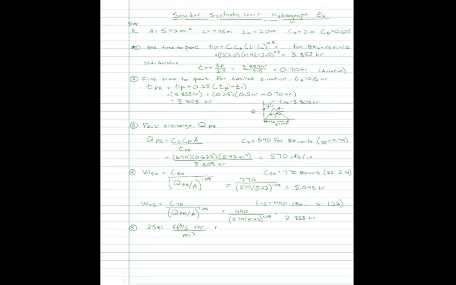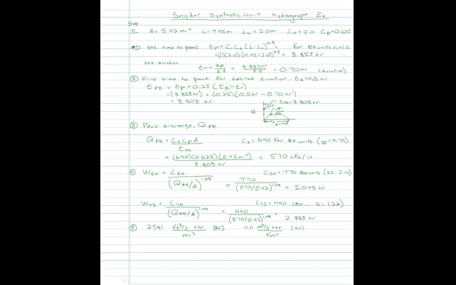This is for BG units. If you are working in SI units, then the equivalent factor would be 11.11 cubic meters per second times hours divided by kilometers squared. And that is for SI units.